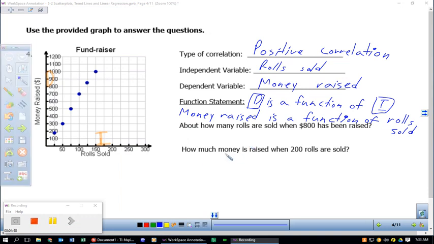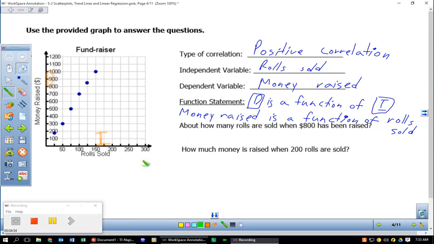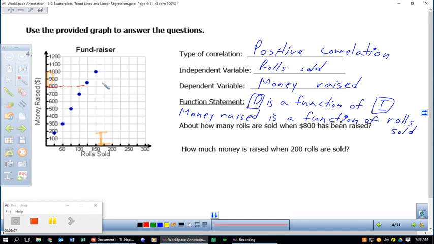Now for a little bit of prediction. We are asked here how many rolls are sold when $800 has been raised. If we look at 800, where 800 is money raised, we'd be somewhere around here. Tracing back down, that'd be something like 125 rolls. About 125 rolls.